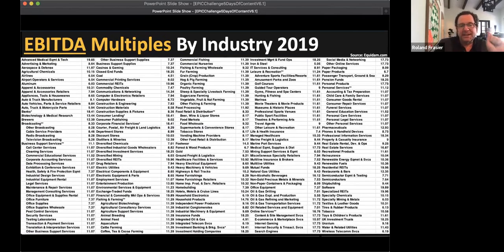And then when I go to the EBITDA multiples list, I see that it could be household products, which are selling at a 14.76 multiple, or it might be miscellaneous specialty retail, 7.94, which is the one that I think Jeff picked. It also could be personal products, which come in at 17.73.